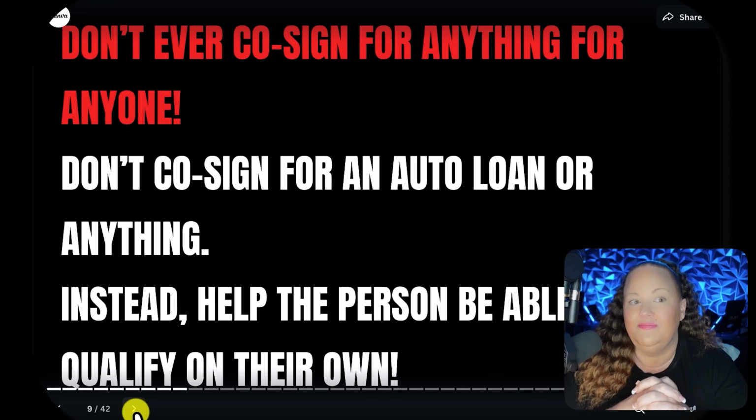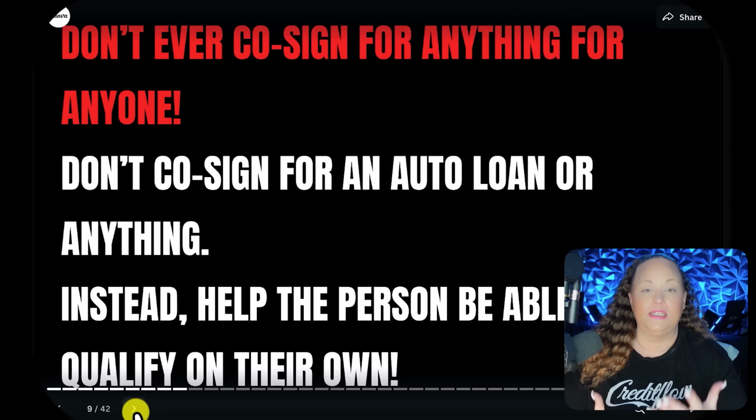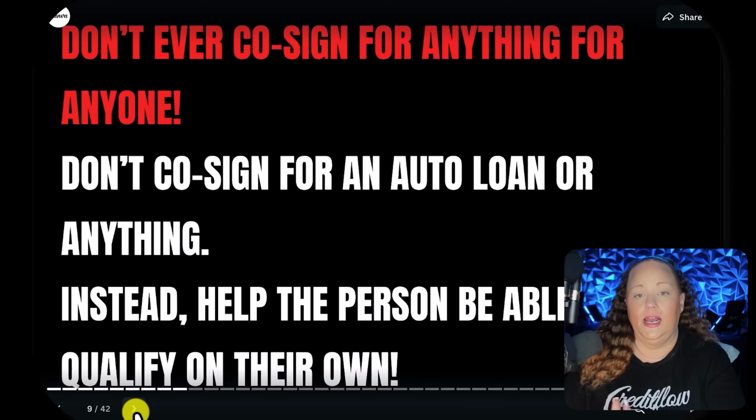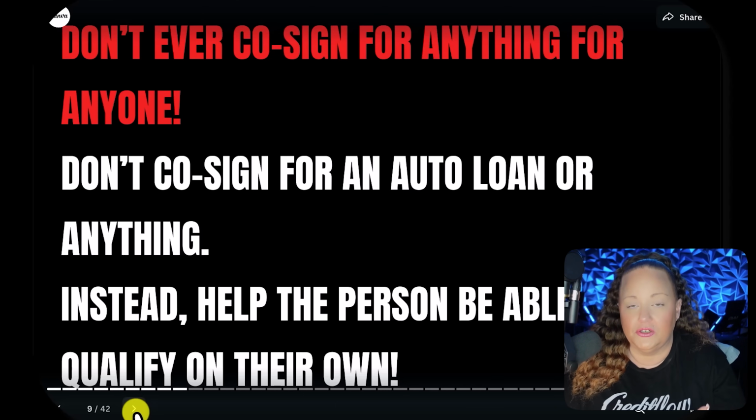Is it risky? I mean, it's expensive, so that's the thing. The people will do it, but it's expensive. So here's the thing. You don't want to co-sign. You want to help people understand how to qualify, or you want to get yourself qualified.